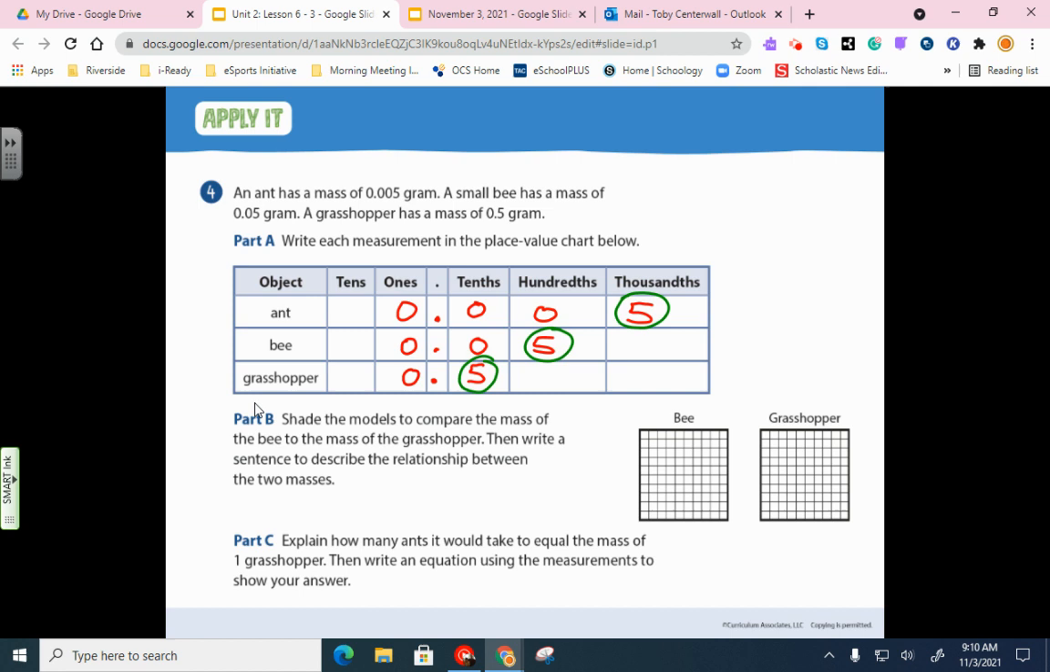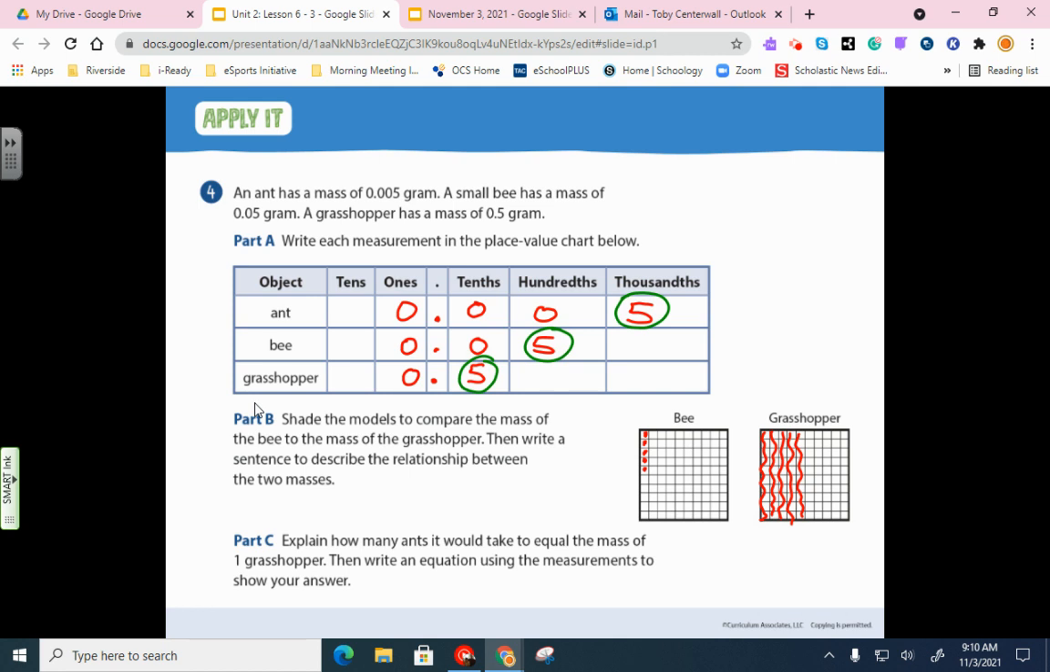Shade the models to compare the mass of the bee and the mass of the grasshopper. So our bee right here is going to be 5/100ths. And we know that hundredths are represented on a chart like this by just a square. So there's 5/100ths. And then the grasshopper is 5/10ths. So that's going to be 1, 2, 3, 4, 5.